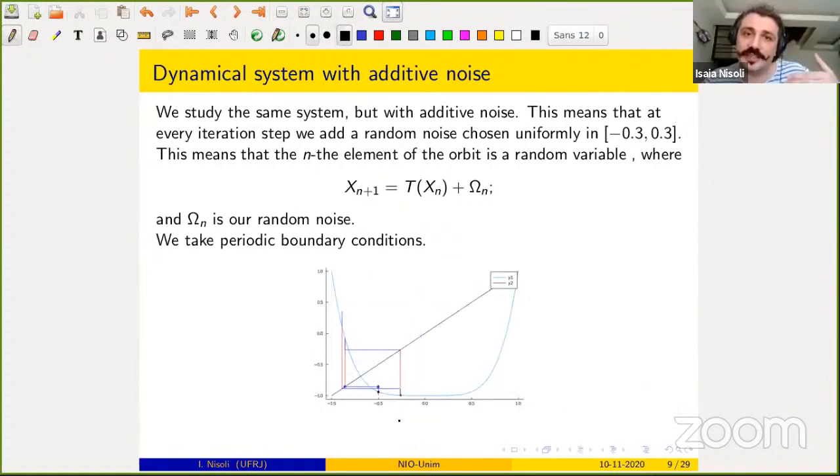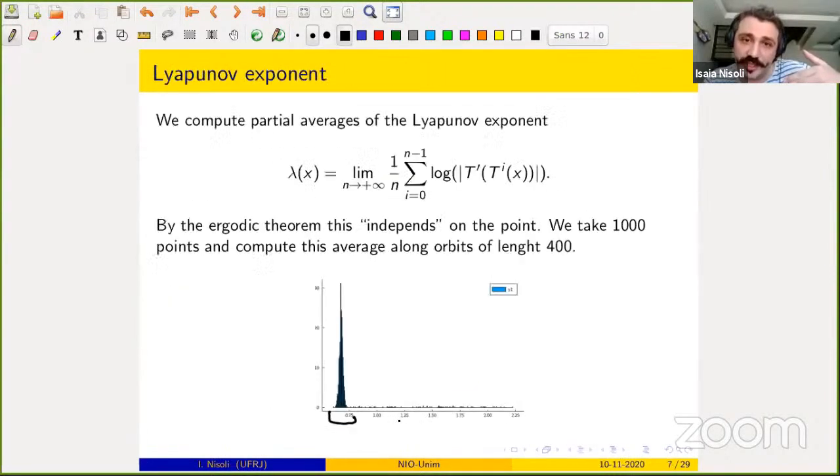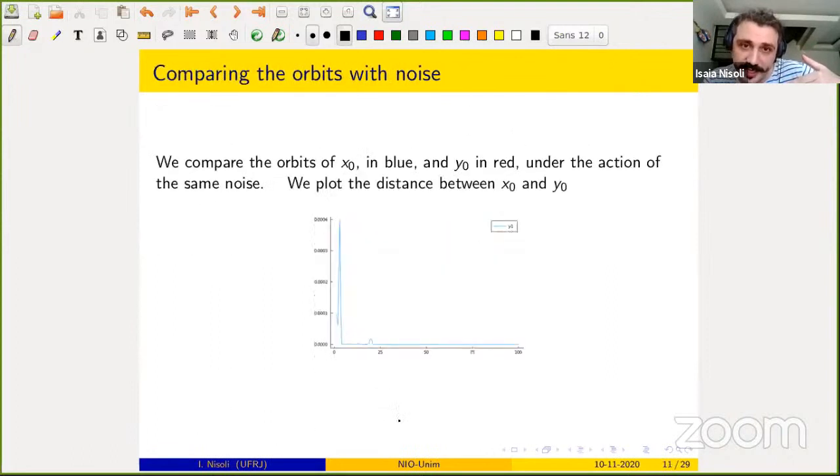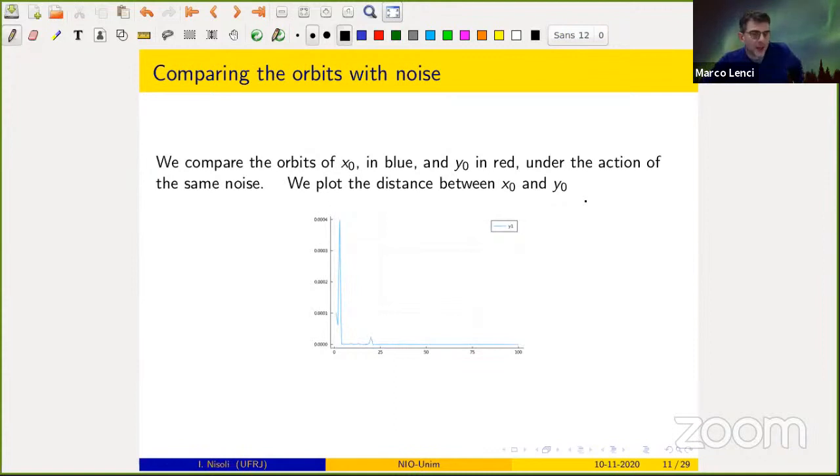What happens is that you start with two trajectories and then you add the same noise at each step. If it's the same noise, yes. Thank you very much.